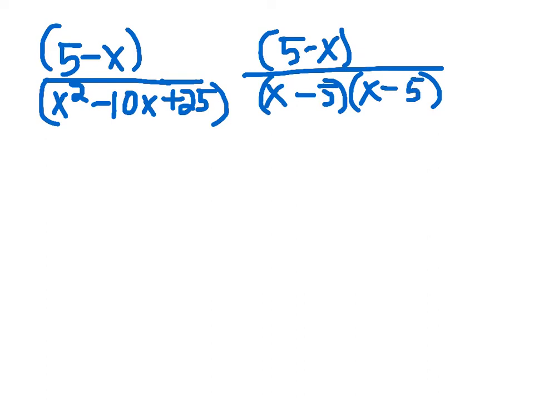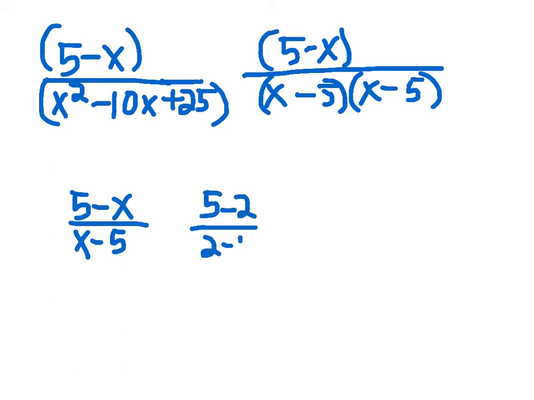Now, is 5 minus x the same number as x minus 5? Because if it's not, we really can't cancel it. Let's try plugging in a number for x. Let's do 2. That's nice and easy. 5 minus 2 over 2 minus 5. Well, clearly they're not the same number. However, they are related. And when I divide them, I get negative 1.